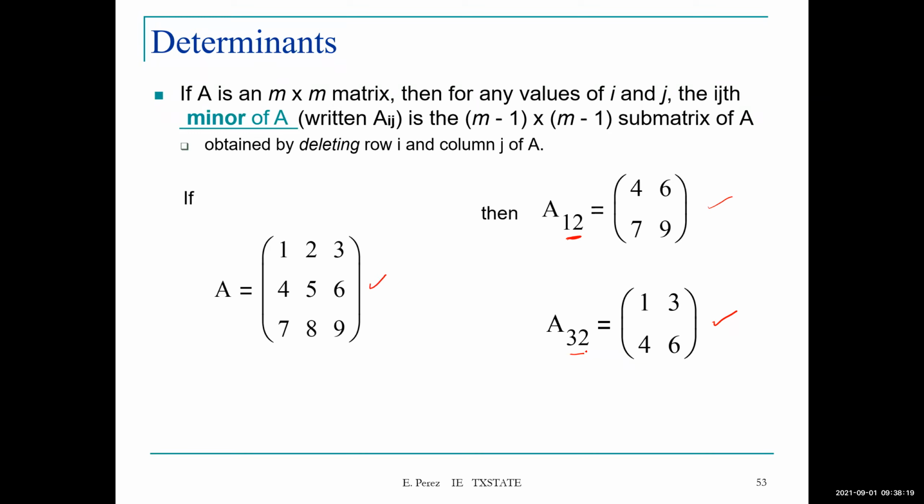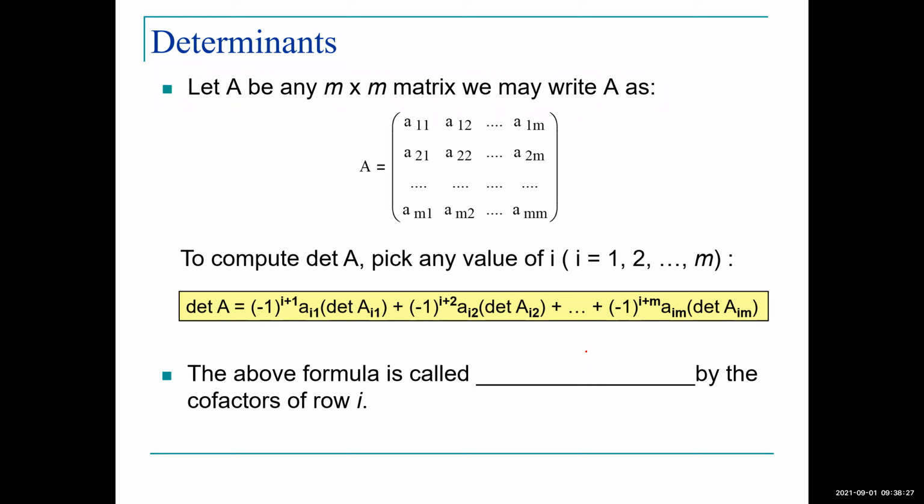Why is that important? Because we are going to use that to compute the determinant for a 3 by 3 matrix. If A is any m by m matrix, we may write A as this. This is the notation that we've been using from the beginning. To compute the determinant of this matrix, we pick any value of i, the row number from 1 to m, and the determinant of A is given by this equation right here.